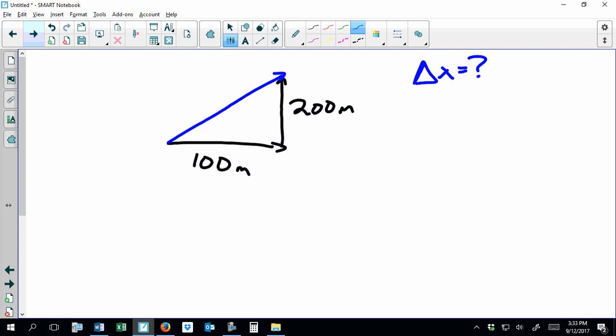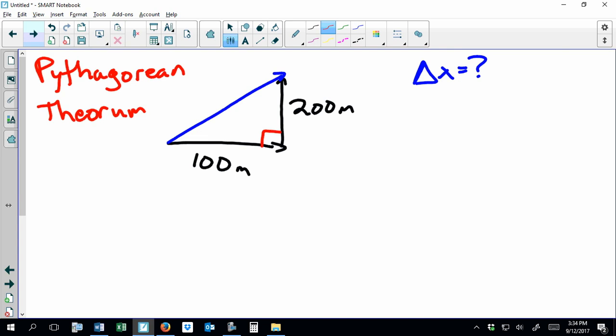It's not 300 meters from that corner to that corner. Instead, we have to use some geometry and trigonometry to get that answer. Hopefully some of this is stuff you've already seen before in geometry. But if we've got two sides of a right triangle, like we have here, we can use the Pythagorean theorem to find the length of that third side. As long as we have any two sides, we can always find the third side using this theorem.